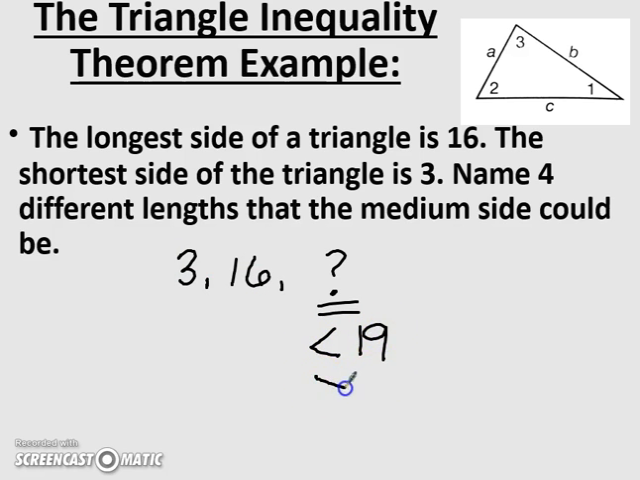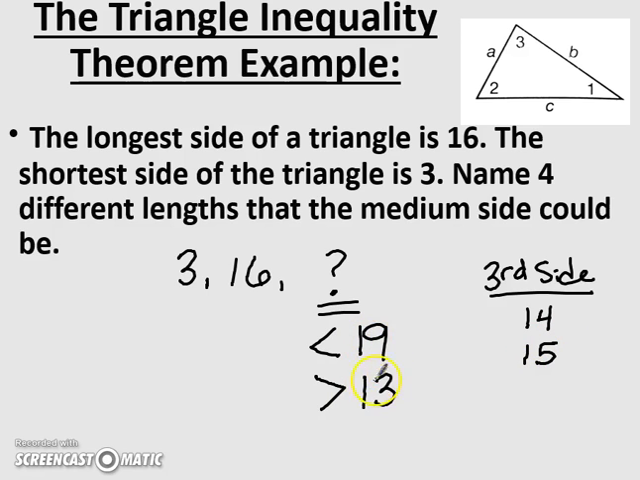But it's going to have to be more than when we subtract them. 16 minus 3 is 13. So our last side, our third side, can be any number that's less than 19 but more than 13. So it could be 14. Isn't that between them? It could be 15. Isn't that between them? It could be 16. That's between them. It could be 17.